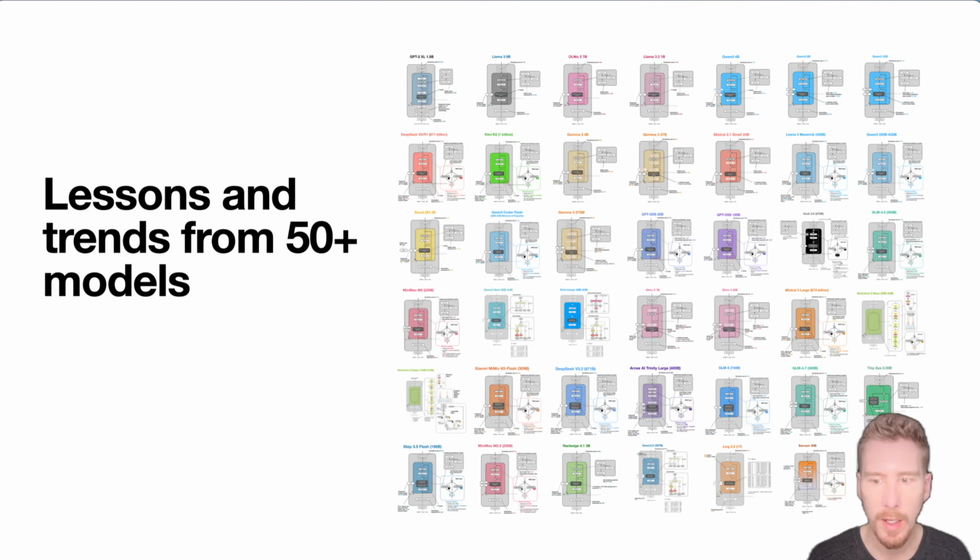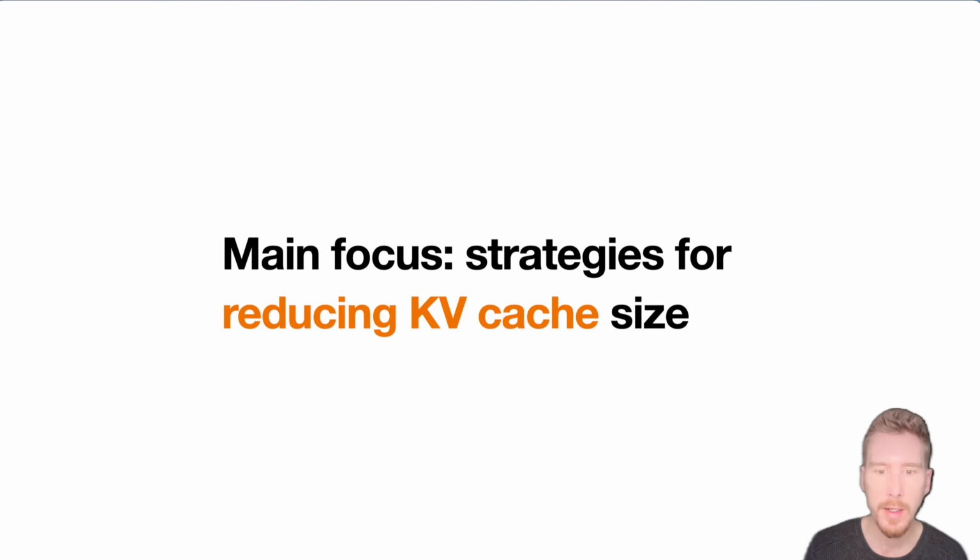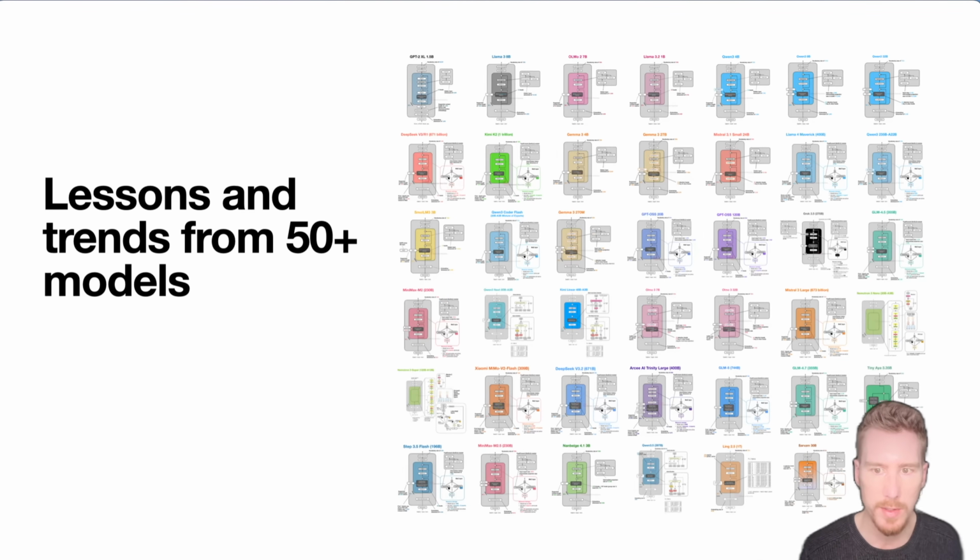For this talk, though, I wanted to take this side project and talk a little bit about what are the trends that we can observe from looking at these 50 or more architectures. So what is something interesting, something that stands out here? Most architectures, if we look at the timeline of architectures, are really focused on strategies for reducing the KV cache size. I mean, if you look at these architectures, they look mostly the same.